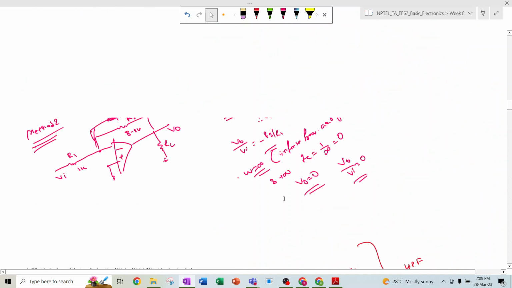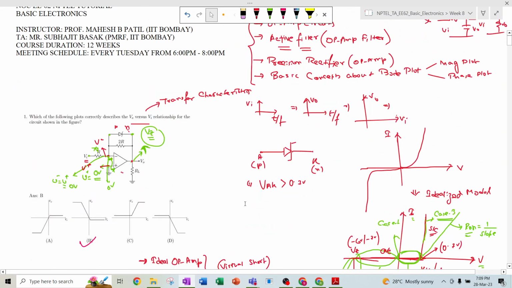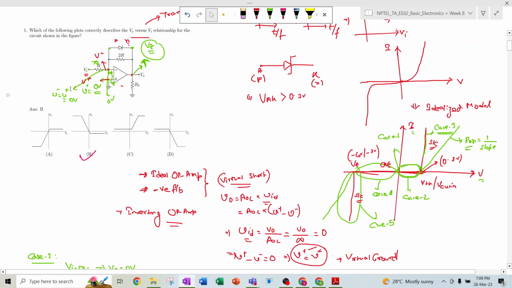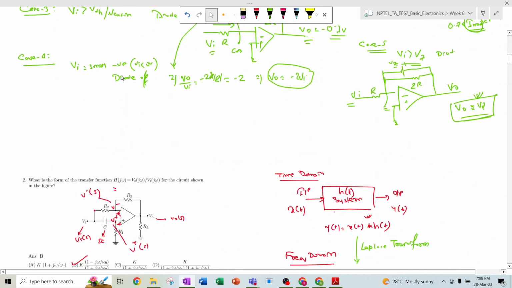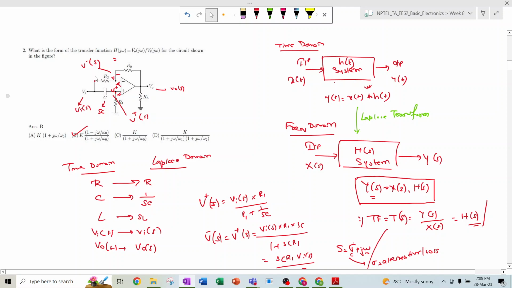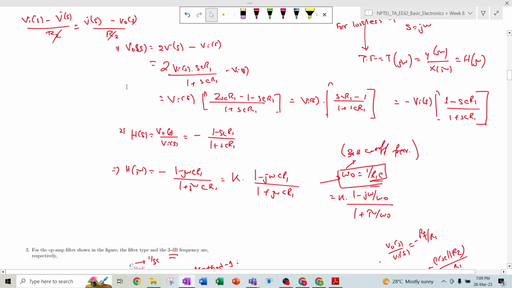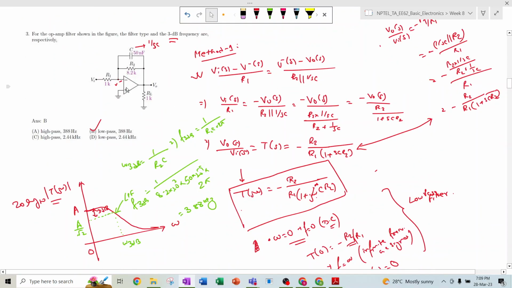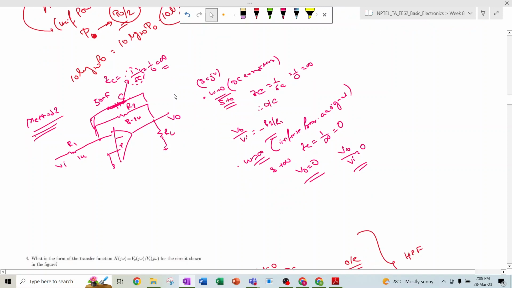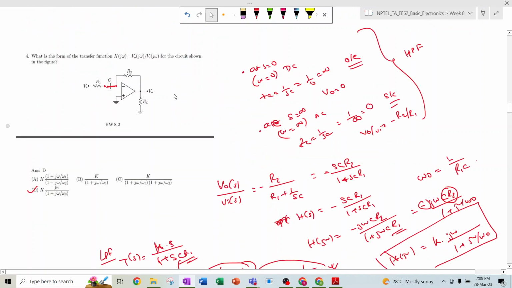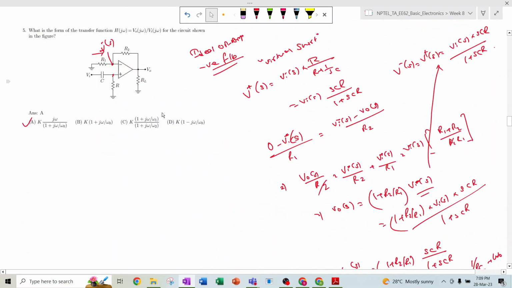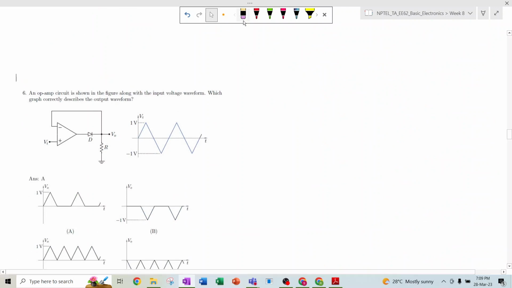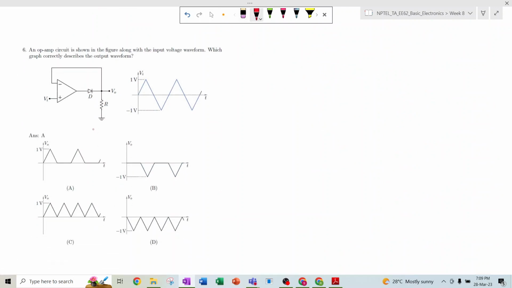So far we have covered the basic op-amp transfer characteristic, what the transfer characteristics curve of this op-amp will be, and then we have determined the transfer function of this filter and how it behaves, whether it is a low pass filter or a high pass filter. We have also discussed the 3 dB cutoff frequency of any active filter, either high pass or low pass. Here also we have determined the transfer function of the particular circuit. And now we will move to the next part, which is the precision rectifier.